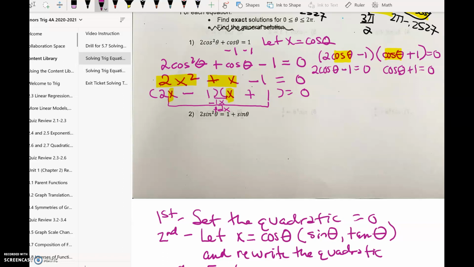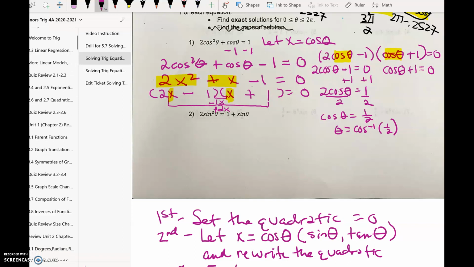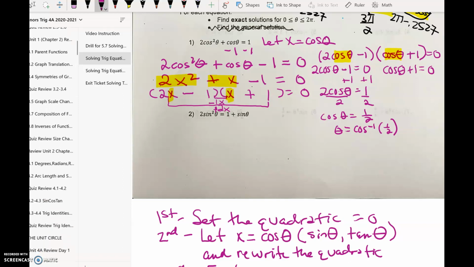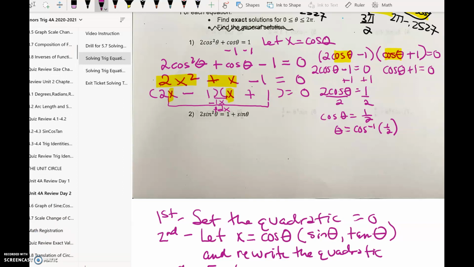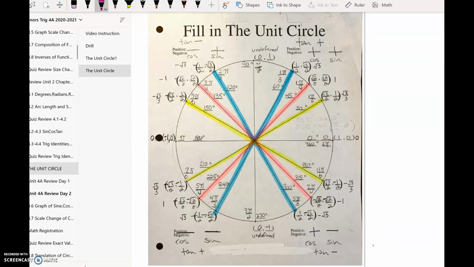Let's do the one on the left. Add 1 to each side, and I get 2 times the cosine of theta equals 1. Divide both sides by 2. Cosine of theta is a half. So theta is the inverse cosine of a half. So this is where I'm now going to go to my unit circle, and I'm going to look for where is my cosine, which is my x coordinate, a half. So on my unit circle, I have an x coordinate that's a half right here.